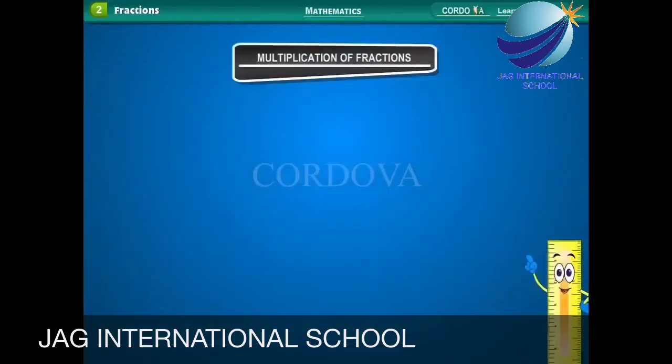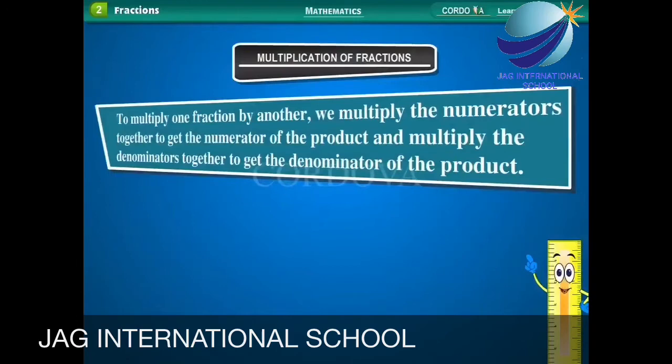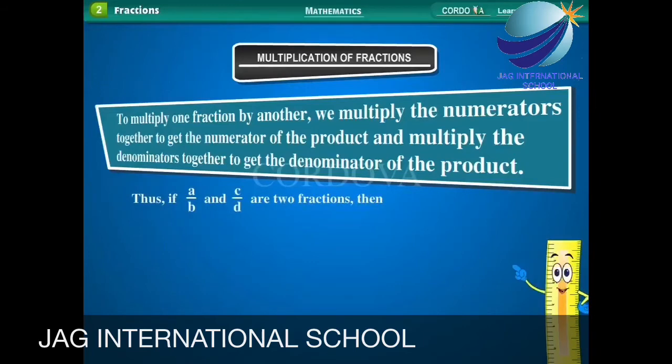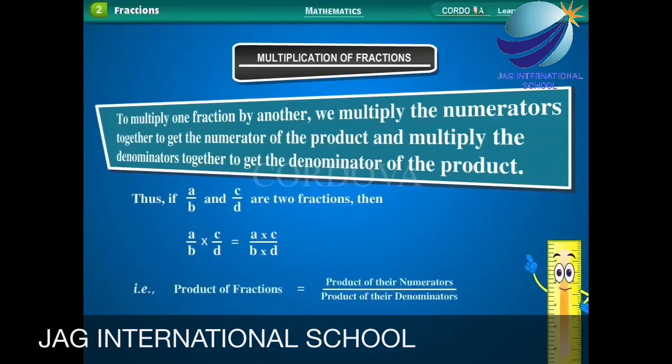Multiplication of fractions. To multiply one fraction by another, we multiply the numerators together to get the numerator of the product and multiply the denominators together to get the denominator of the product. Thus, if a/b and c/d are two fractions, then a/b × c/d is equal to (a × c)/(b × d). That is, the product of fractions is equal to the product of their numerators upon the product of their denominators.